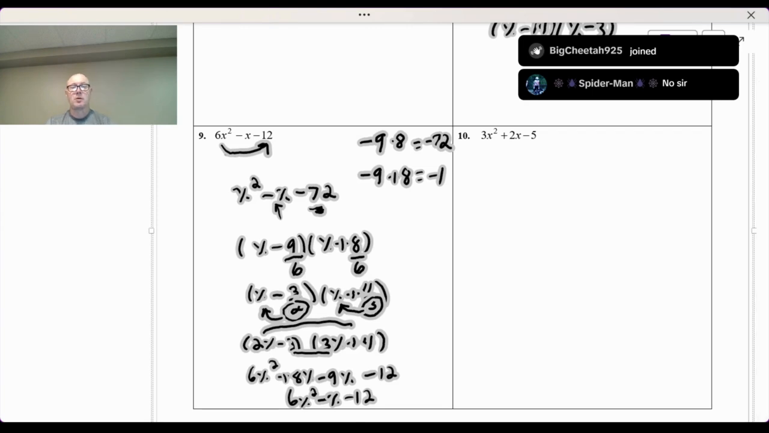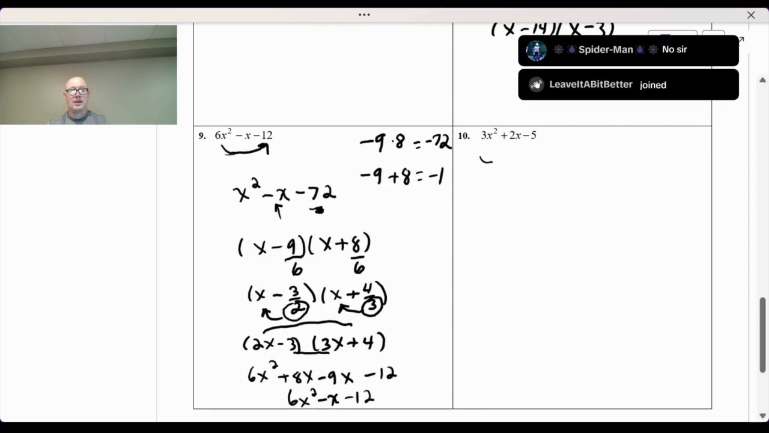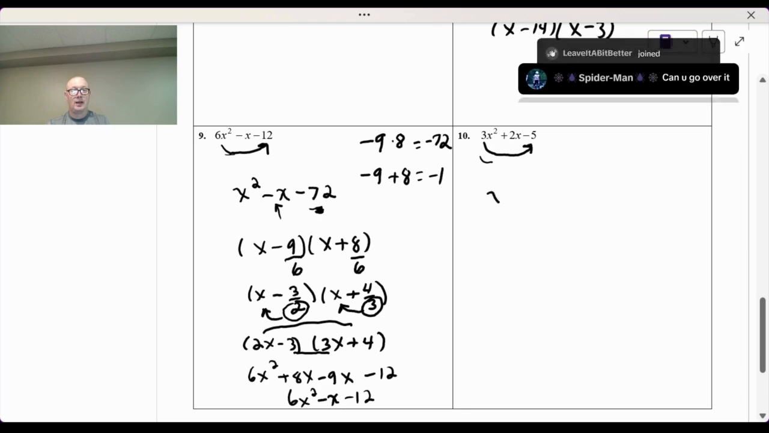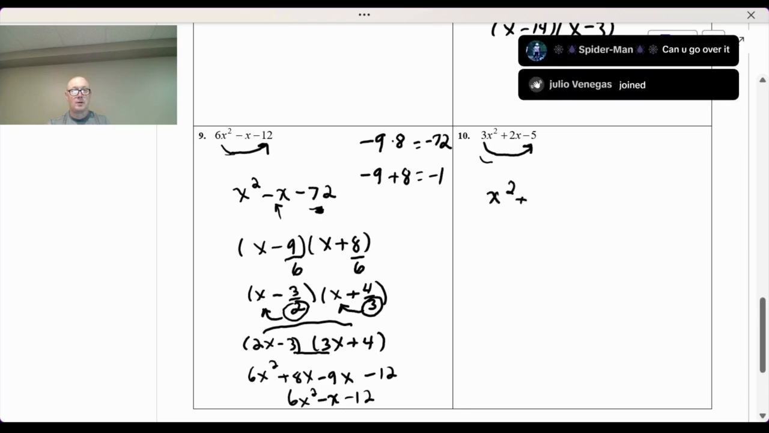We've got 3x squared plus 2x plus 5. Okay, so we're going to have to slide this. 3 times negative 5 is negative 15, so we get x squared plus 2x minus 15. All right, which makes it a little bit easier to factor now.